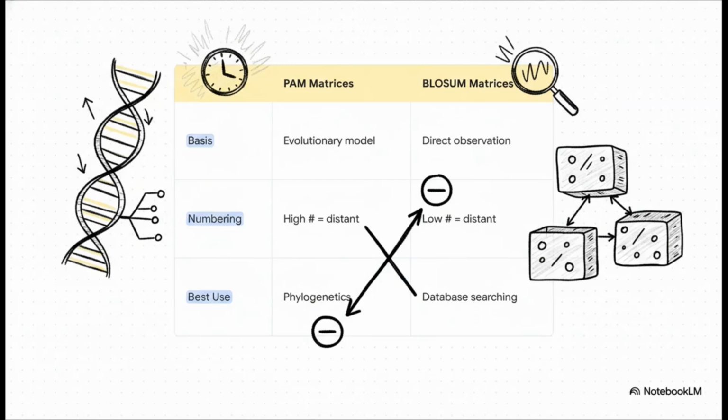PAM matrices are based on a full-blown evolutionary model, trying to predict how sequences change over huge amounts of time. BLOSUM matrices are a little different. They're built by directly observing which substitutions actually happen in the most conserved, important parts of related proteins. And get this, the numbering is totally backward between them. A high PAM number, like PAM 250, is for distant relatives. But for BLOSUM, a low number is for distant relatives. Choosing the right one is absolutely key for your search.